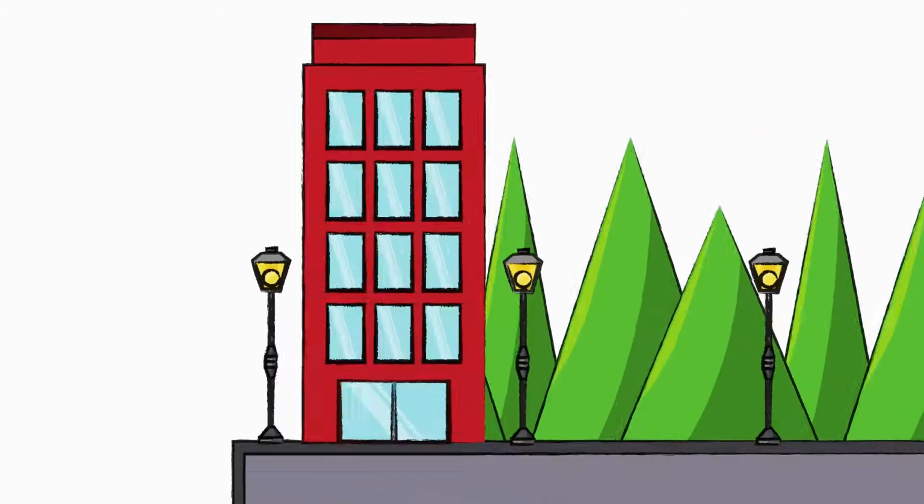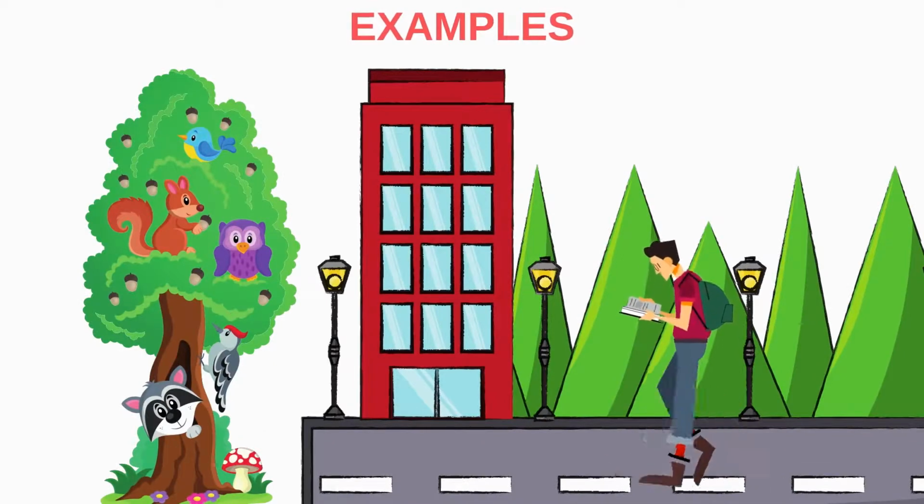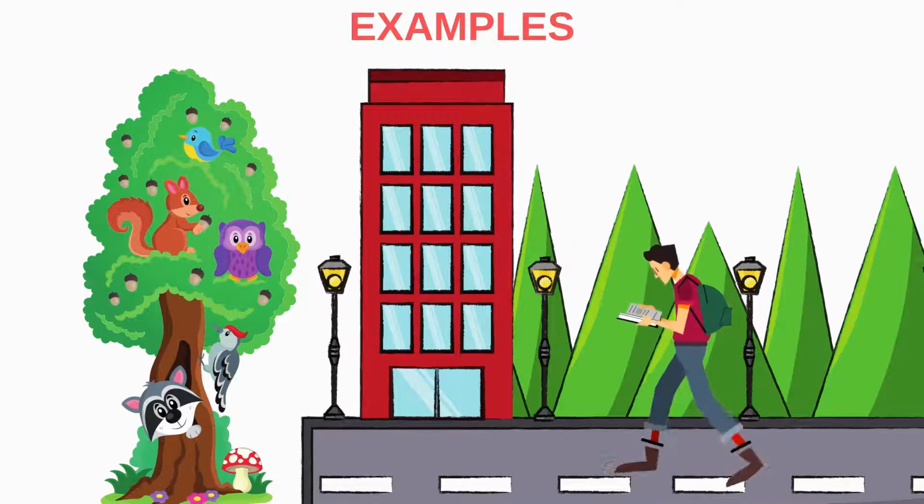Few examples: trees, animals, humans, books, table, a road, etc.